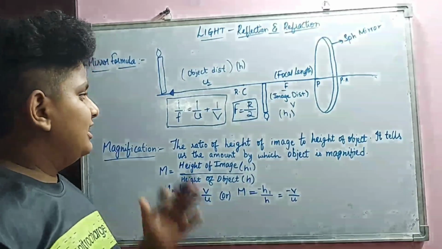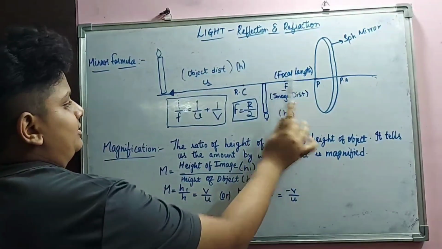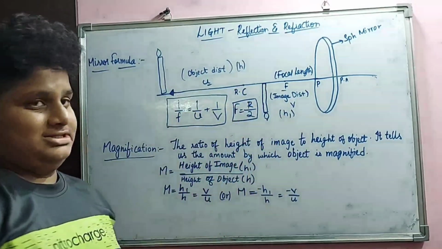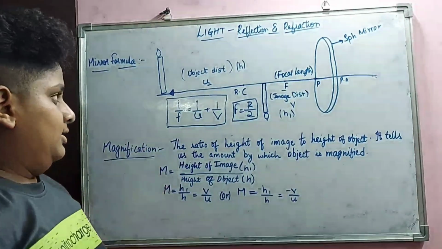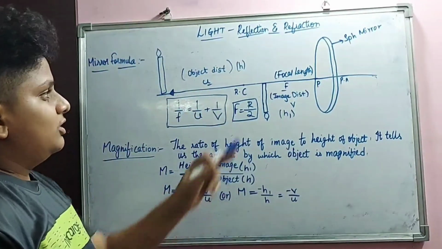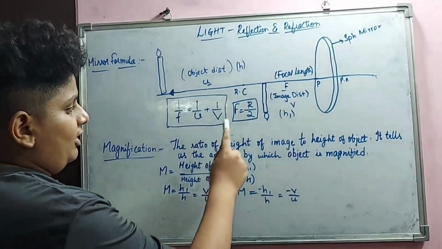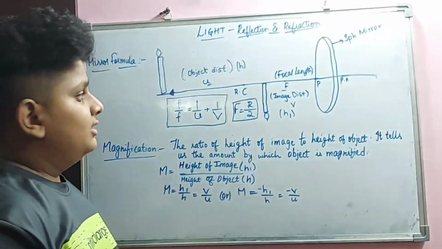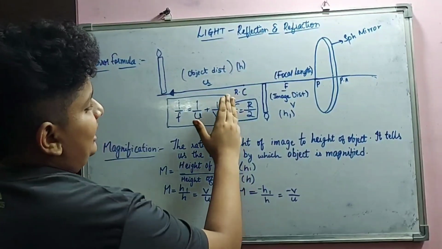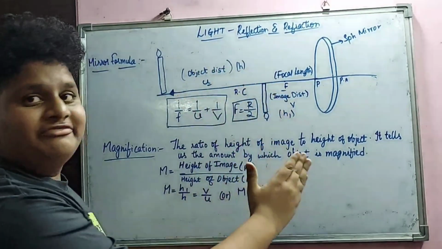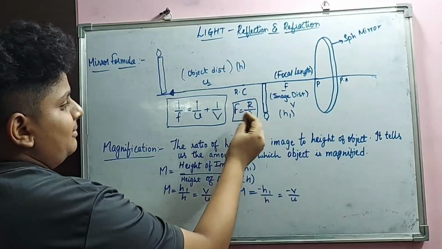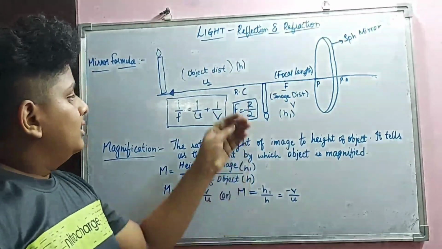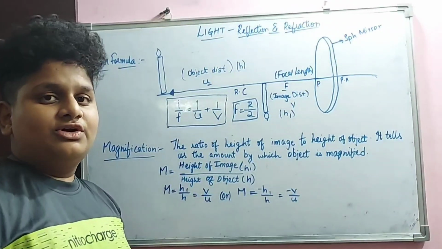Let us now see how we derive this formula. Here, 1 by f is equal to 1 by u plus 1 by v, where f is the focal length, u is the object distance, and v is the image distance. You can use this formula to find any of these, such as object distance, focal length, or image distance. This formula is also used to find the focal length if only the radius of curvature is given. On the principal axis, the focal length is half of the radius of curvature, so R by 2 is the focal length. For example, if the radius of curvature is 10, then f is equal to 10 by 2, so the focal length is 5 centimeters.